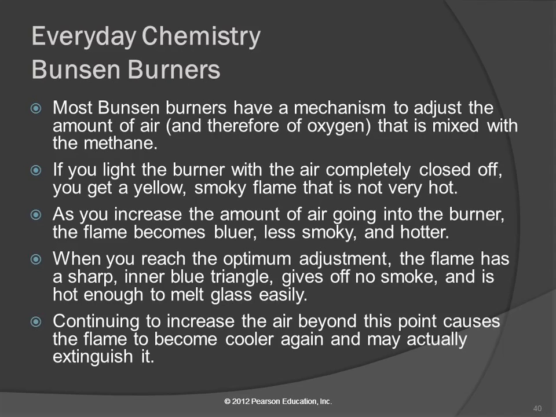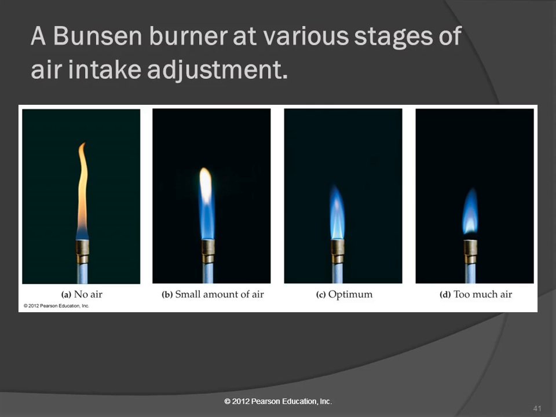Everyday chemistry, Bunsen burners. This is just kind of practical for in lab. When you have a Bunsen burner flame that looks like a candle and is giving off a lot of light, it's also going to give off a fair amount of smoke. And this means that it's not getting enough oxygen. Here, there's no oxygen being mixed with the gas that's coming up. It's just burning with the oxygen that's available around it.